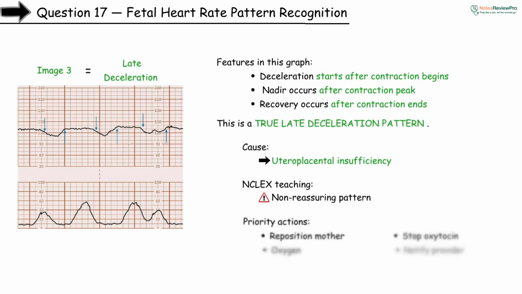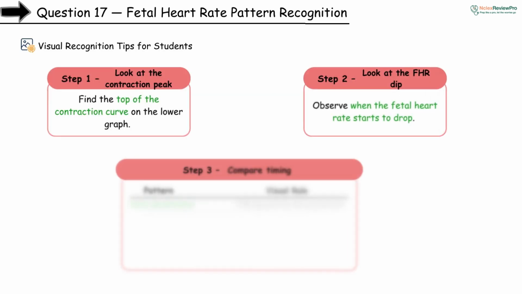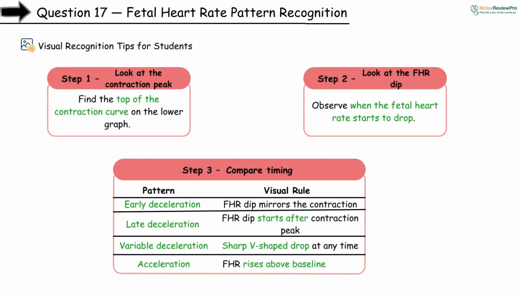Now coming back to image 3, late decelerations. This is the one you must recognize immediately on the NCLEX, because this is a non-reassuring pattern. It indicates uteroplacental insufficiency, meaning the fetus is not getting enough oxygen. Here's your NCLEX alert. Always compare the fetal heart rate tracing with the contraction pattern. That relationship is everything. And here's a quick exam tip. Early equals equal. The dip mirrors the contraction.